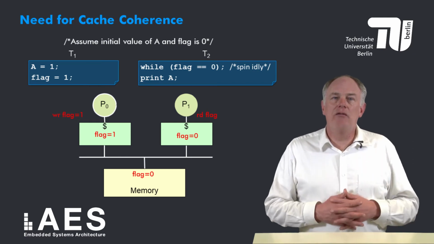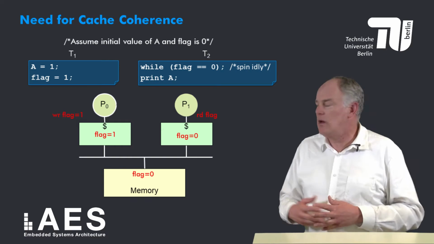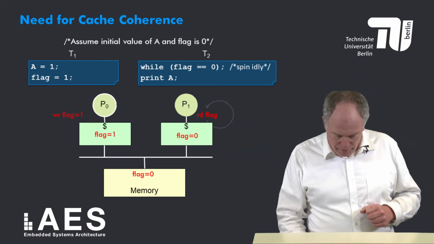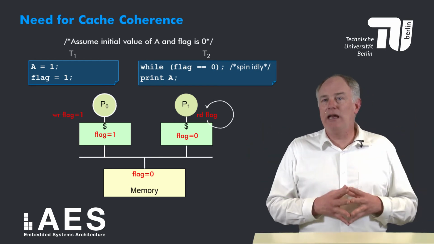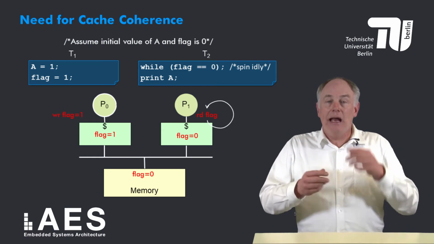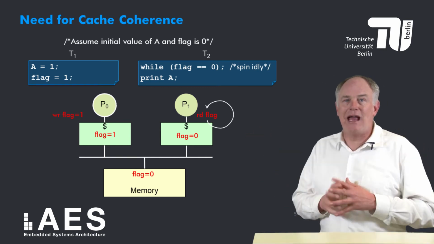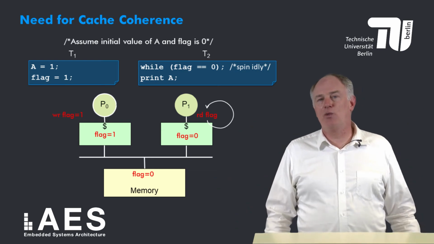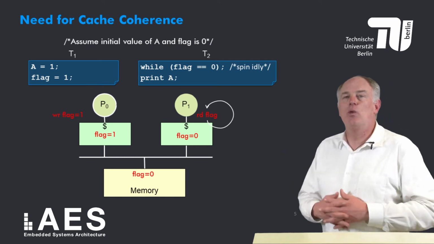So flag is only written to the cache of P0 as shown here. Now P1 again reads flag. Now it's a cache hit and P1 will read its own copy of the flag. So it will still observe the value 0 and keep looping, keep spinning as illustrated by this circled arrow here. In fact, it will loop forever because without cache coherence, P1's cache copy of flag will never change.